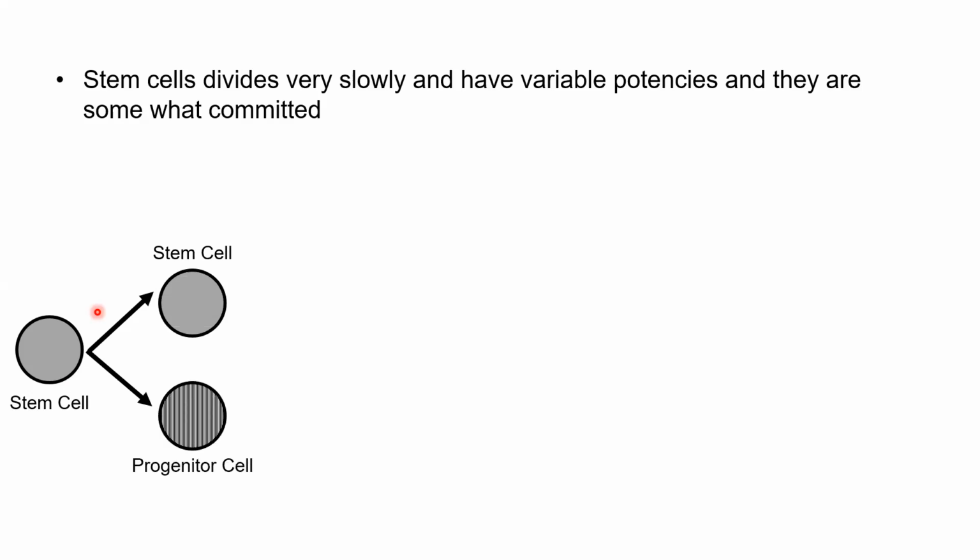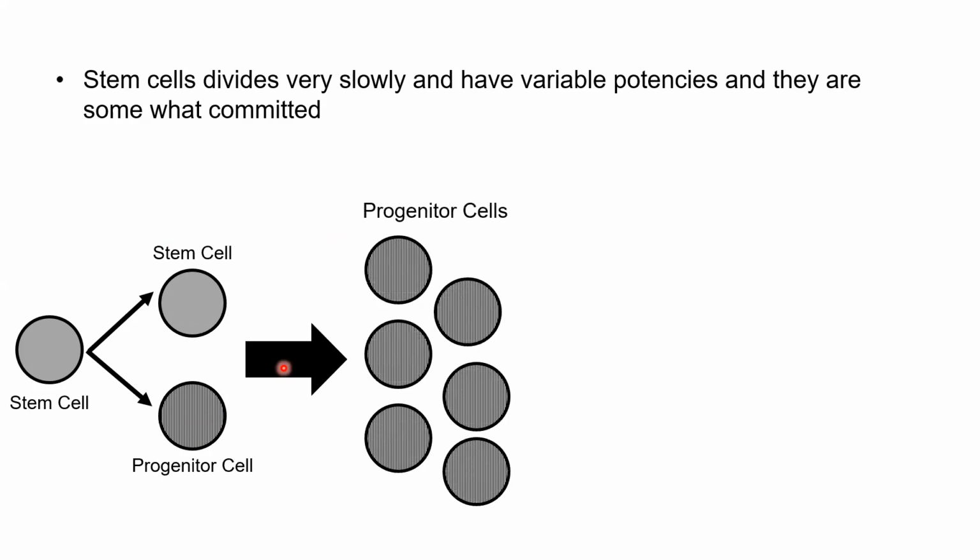Now, progenitor cell, as the word says, progenitor, it gives rise to progenies. And when this happens, this stem cell will still be very cool and calm and slow dividing, but this progenitor cell, so this arrow represents only the progenitor cell, it will quickly divide a lot. So a number of progenitor cells will be produced.